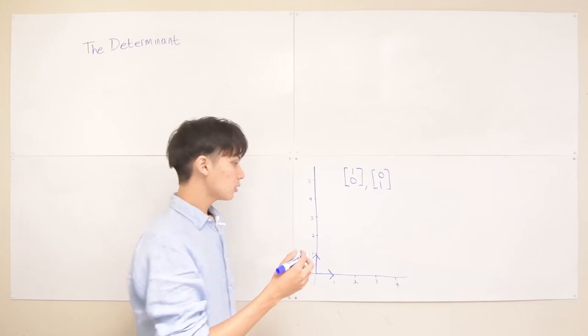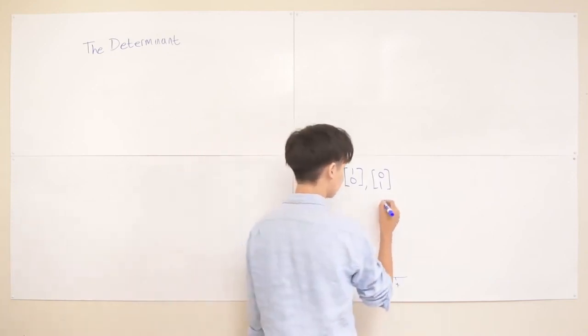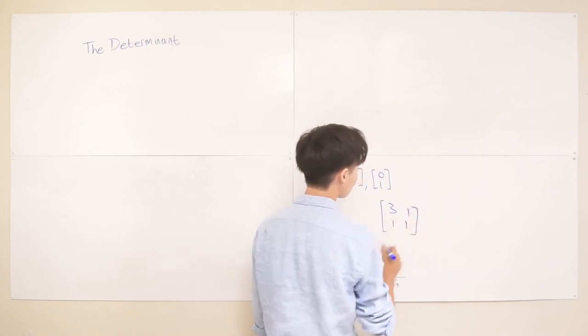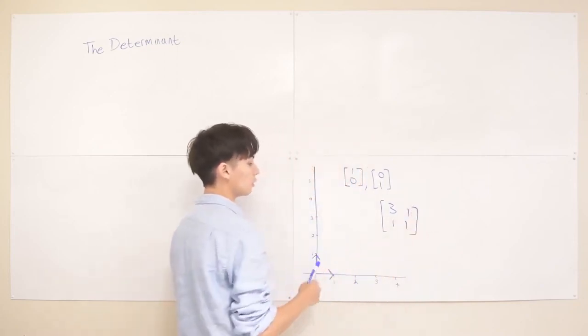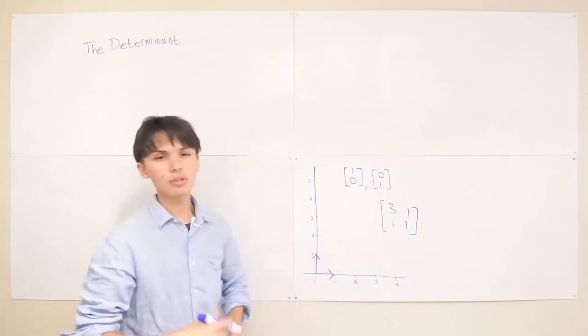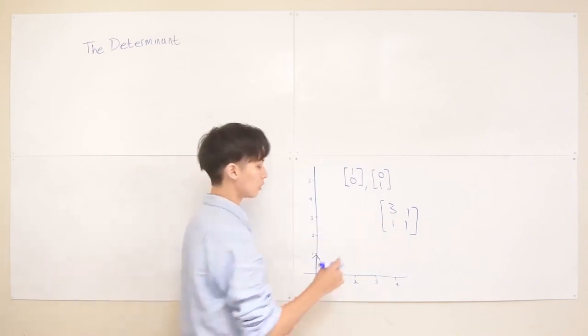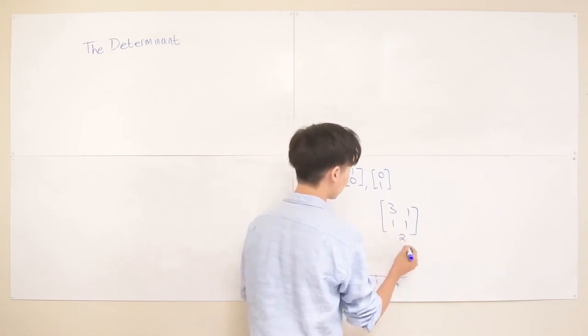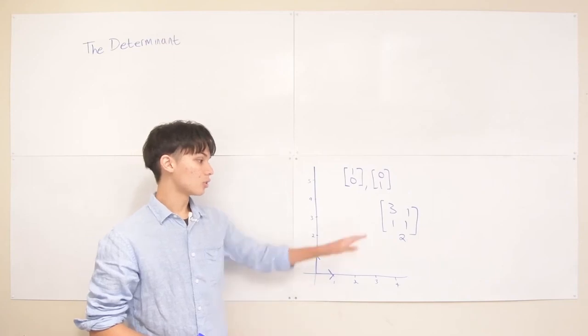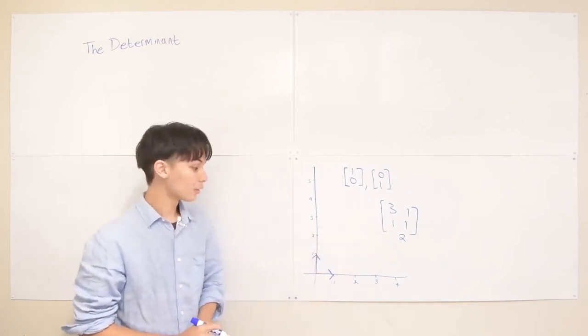Alright, so let's get some 2 by 2 matrix, and we'll get to the determinant shortly. [3, 1; 1, 2]. So what we're going to do is see how we can find the geometric interpretation for this matrix's determinant. The determinant of this matrix is 2, and we'll understand where we get that number from and what that number means later on. I'm just putting that there for now and we'll explain it later.